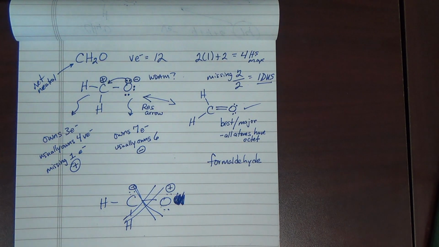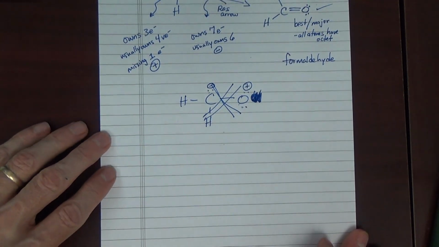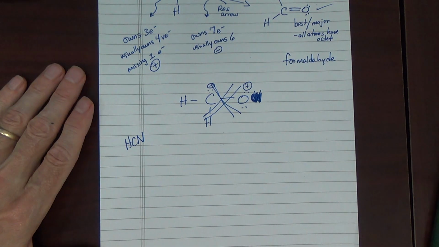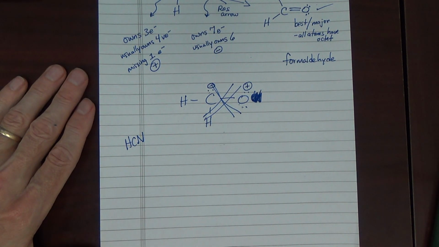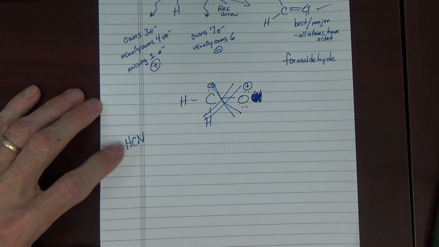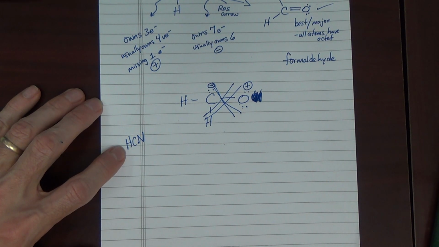Okay, let's try a structure with a triple bond. All right, HCN. How many DUS? Actually, we did that on the DUS page, didn't we? The DUS handout.